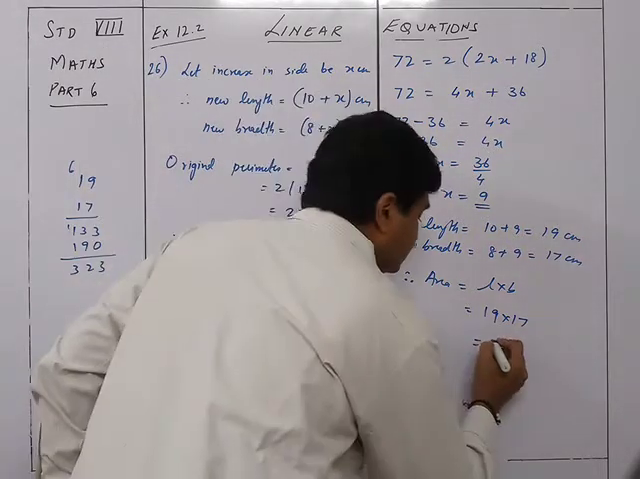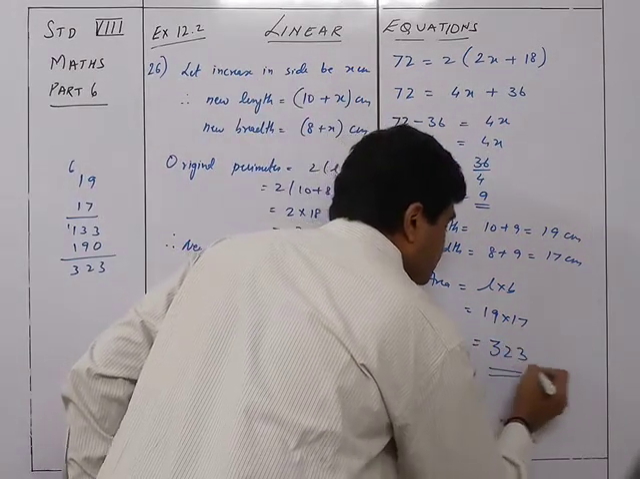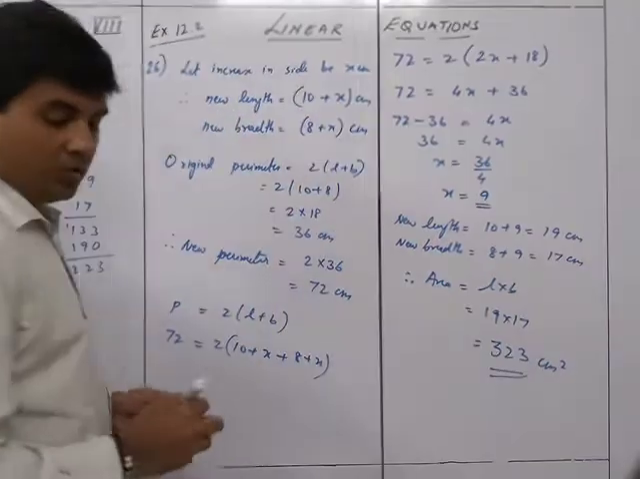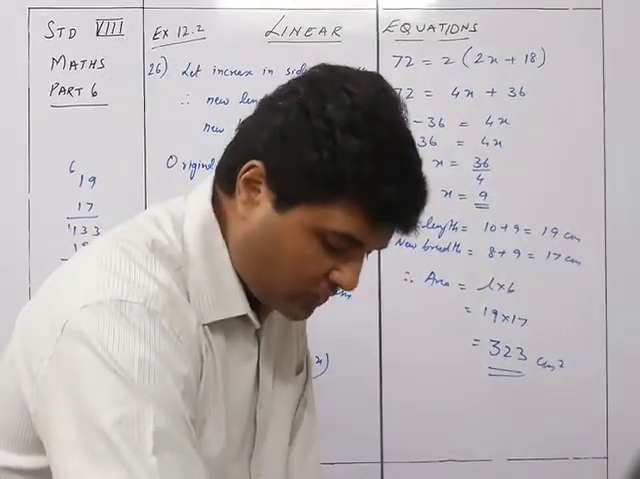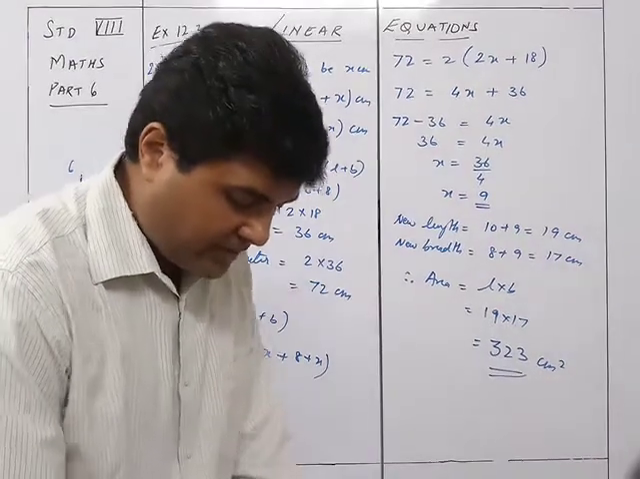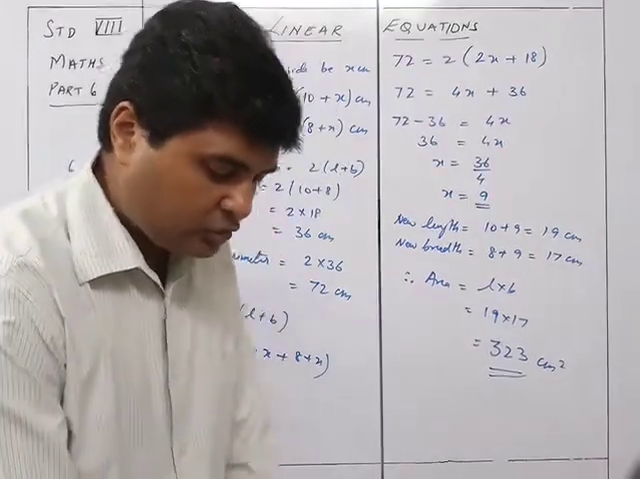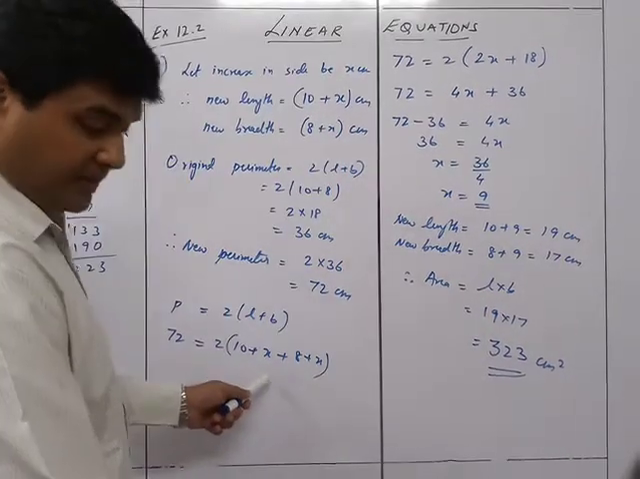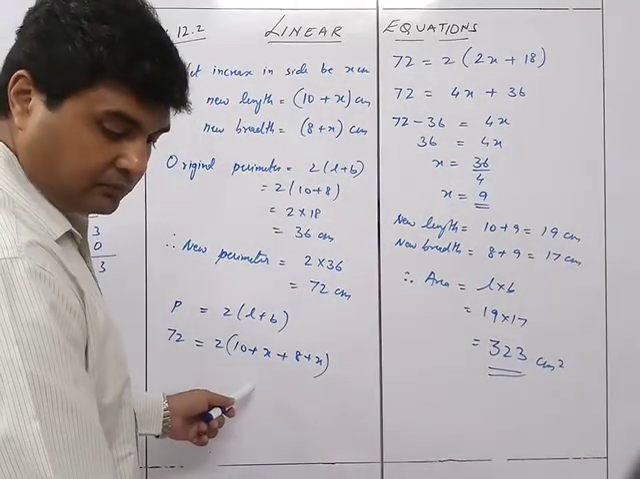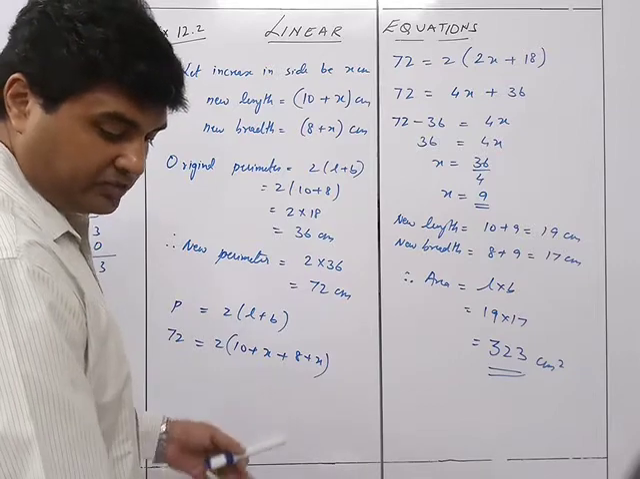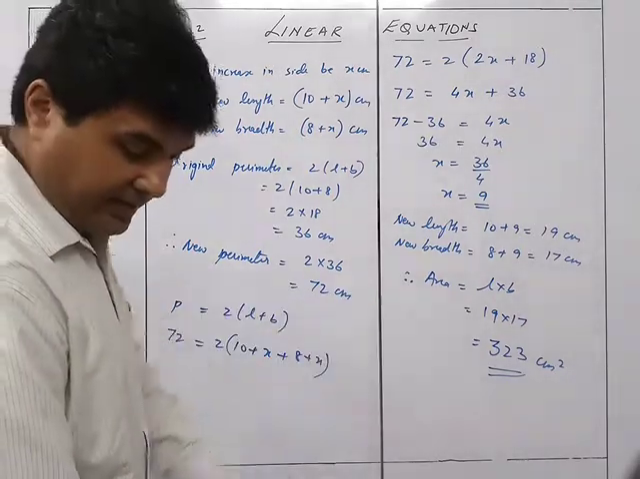That will give me 323 centimeters square. So the answers are x equals 9 and the other one is 323. So x equals, yeah, the equation is 2x plus 10 plus x plus 8 equals 2 into 8. Yeah, that's right. And there is 323 over here.